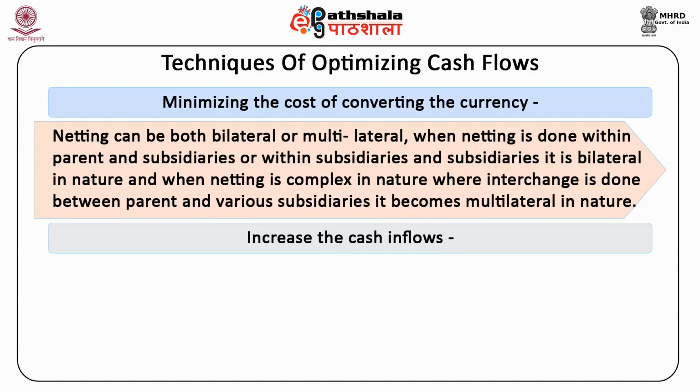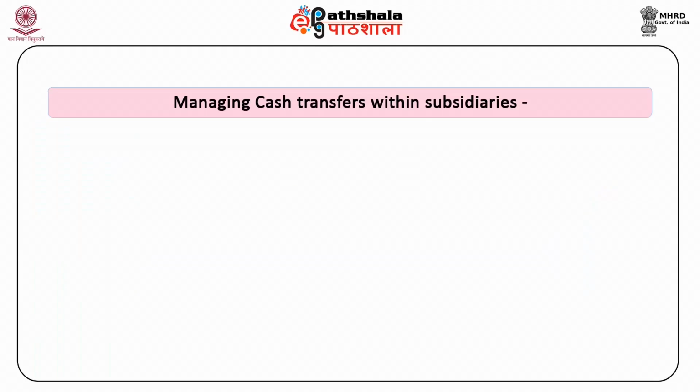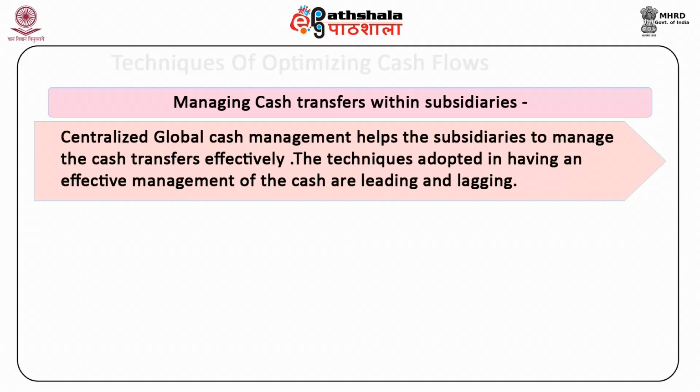Increase in the cash inflows. Global cash management aims at speeding the cash inflows. The faster the recovery of the cash inflows, the more would be the rate and frequency of investment. Multinational companies started using various techniques such as lock boxes and pre-authorized payments through which payments can be received within less time. Managing cash transfers within subsidiaries. Centralized global cash management helps the subsidiaries to manage the cash transfers effectively.